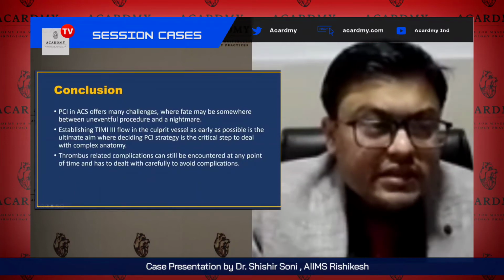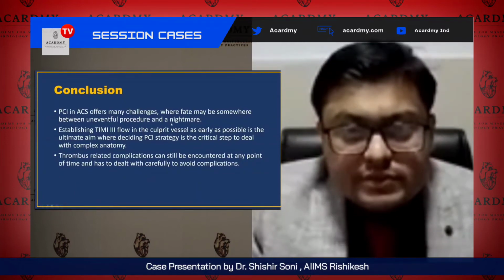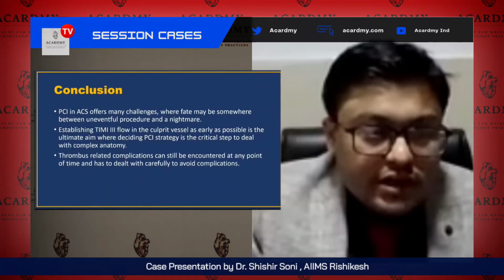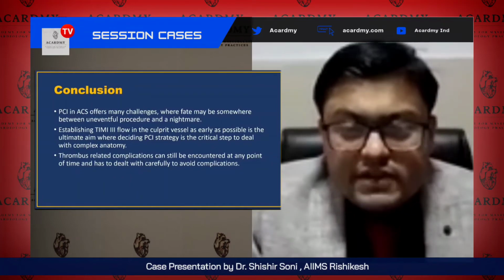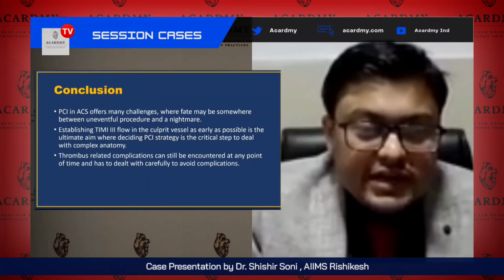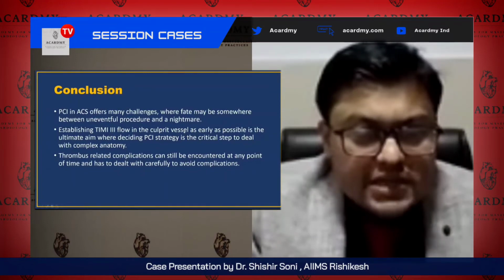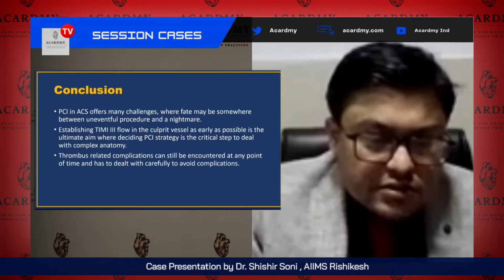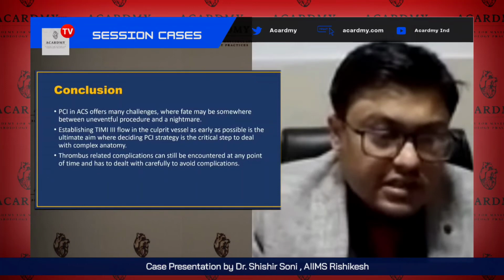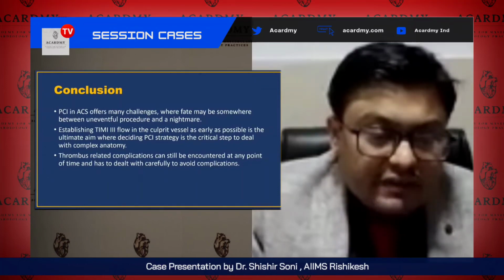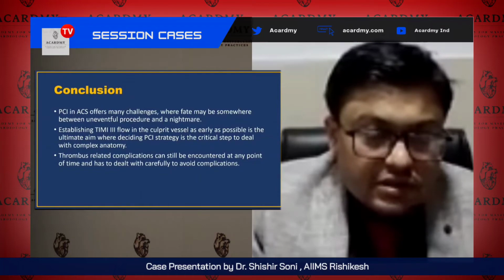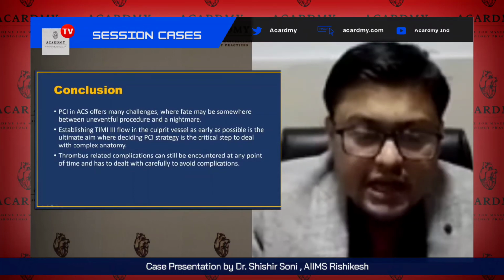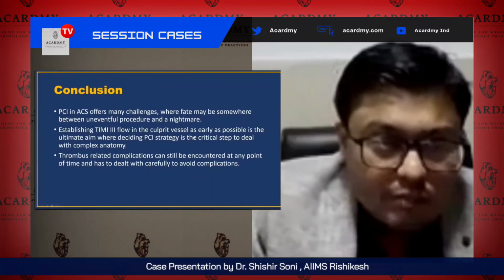So I'm concluding that PCI in ACS offers many challenges, especially for beginners, where fate may be somewhere between an uneventful procedure and a nightmare, which we all want to avoid. However, establishing TIMI 3 flow in the culprit vessel as early as possible is the ultimate aim. Deciding the PCI strategy is the critical step to deal with complex anatomy. Thrombus-related complications can still be encountered at any point of time, as we have seen in this case also. We try to avoid such complications at every step. However, at the end, after stent deployment, we still found a small thrombus there. So thrombus-related complications can be encountered at any point of time and have to be dealt with very carefully.